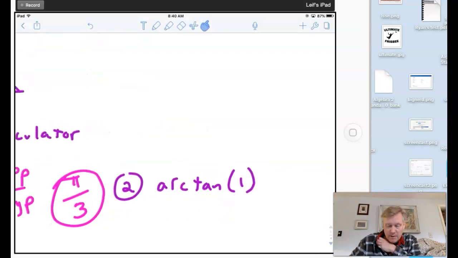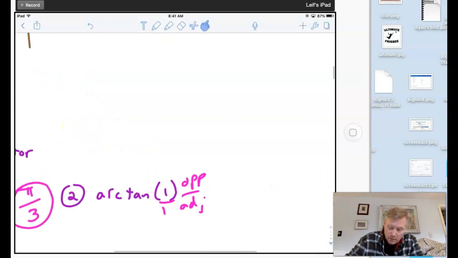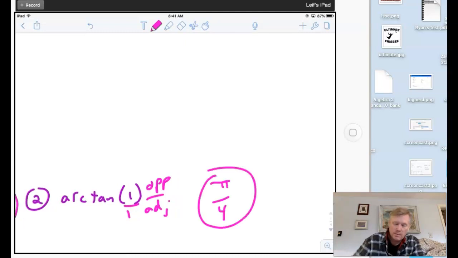Number 2, arctangent of 1, which means which angle. Remember, tangent is opposite over adjacent. And I can always go 1 over 1, which means I'm looking over here at this triangle. So which angle is opposite the 1? Well, that's 45. They're both opposite the 1, which means 45 degrees is my answer. However, it's got to be in radians. 45 degrees in radians is pi over 4.